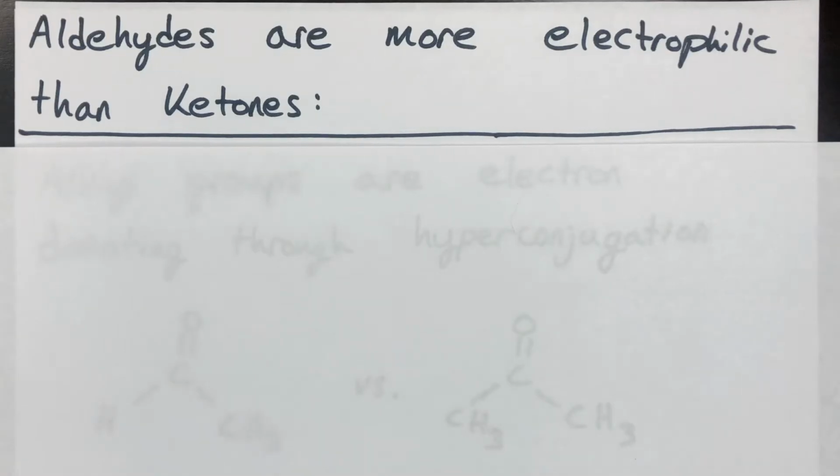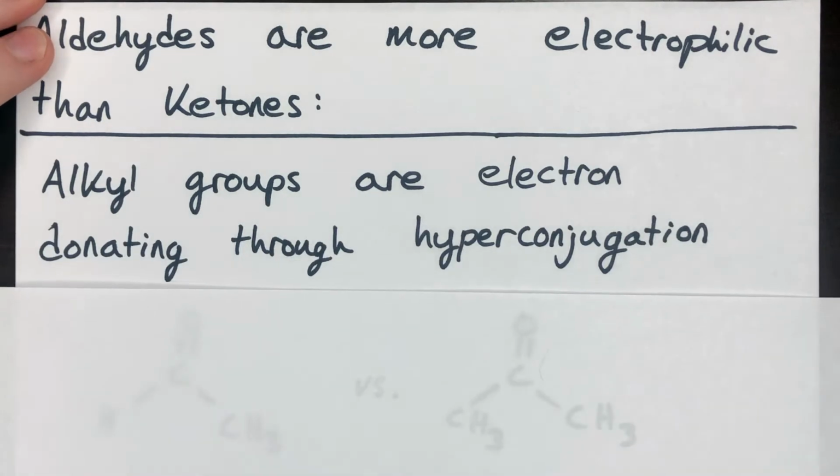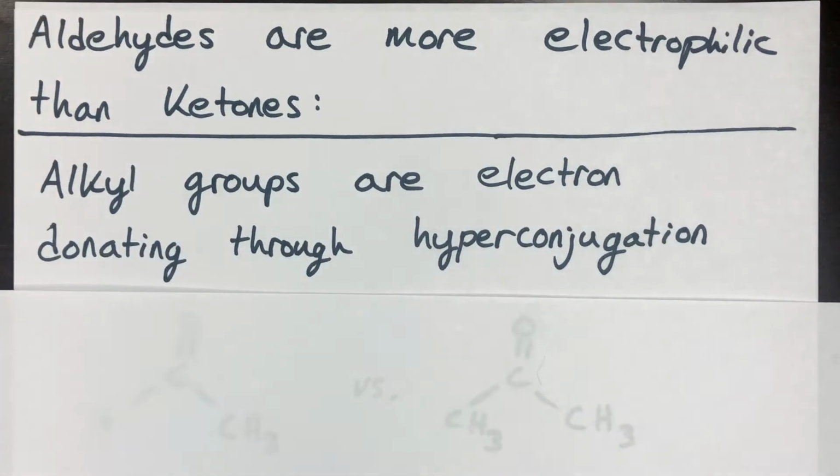All right, another important thing to mention about this type of reaction is that aldehydes are more electrophilic than ketones. And the reason for this is that alkyl groups are electron donating through hyperconjugation. So this hyperconjugation phenomenon is the exact same one that stabilizes a carbocation.